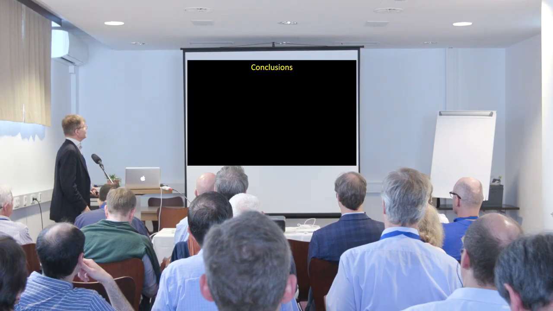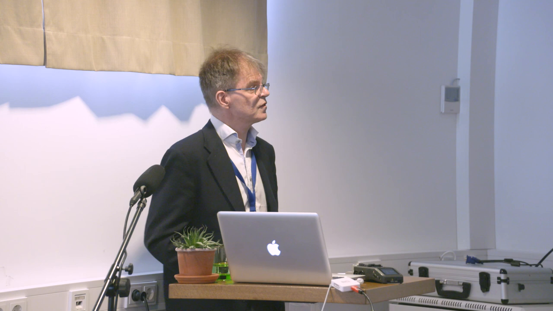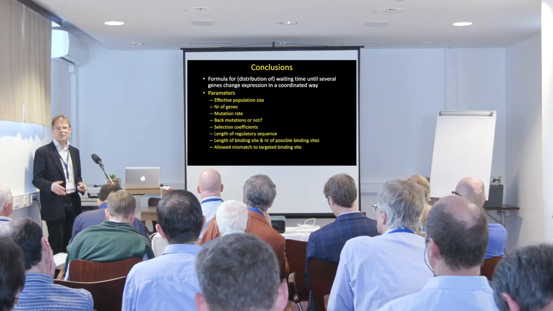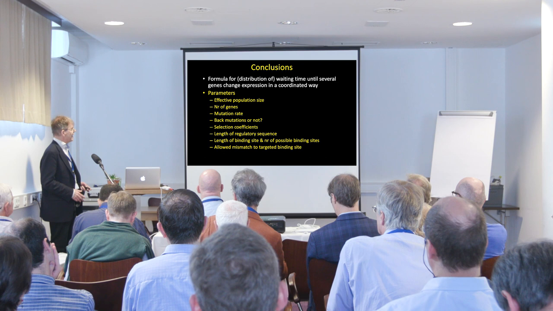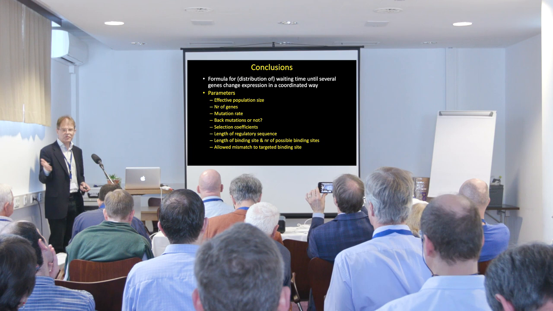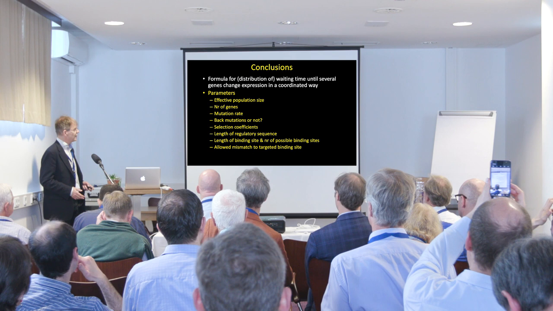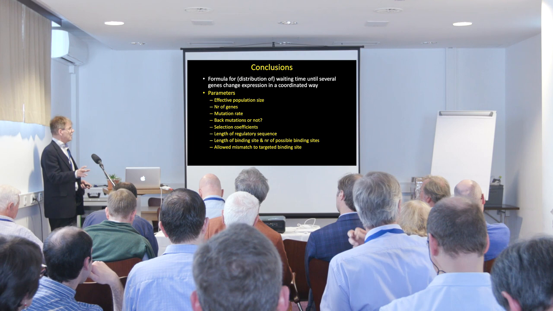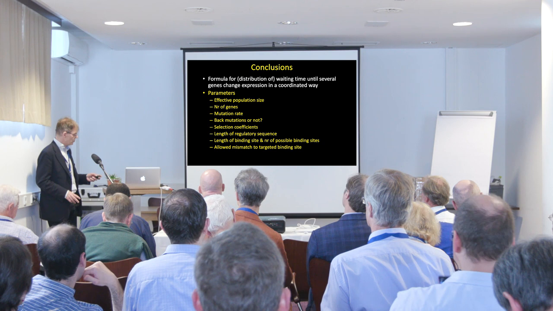We have a formula for not only the expected value, which I showed you numerically, but you could have the whole distribution of the waiting time, the median, the variance, all the quantiles, and so on. Of course, it's an approximation, it's a model, but we have a formula for the waiting time until several genes change expression in a coordinated way. Then we have a number of parameters of the model: effective population size, number of genes, mutation rate, whether we allow back mutations or not, the selection coefficients of all the intermediate steps, the length of the regulatory sequence, the length of the binding site, the number of possible binding sites at each regulatory sequence, and finally the maximally allowed mismatch between the targeted binding site and the subsequence of the regulatory sequence in order for the transcription factor to attach. So this is preliminary.